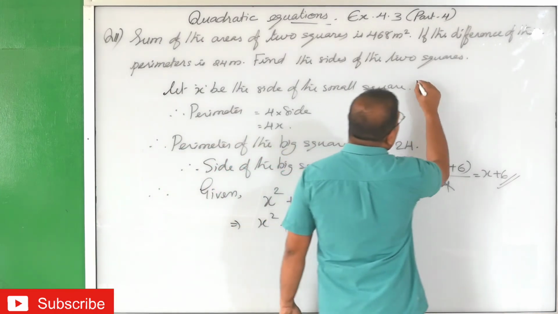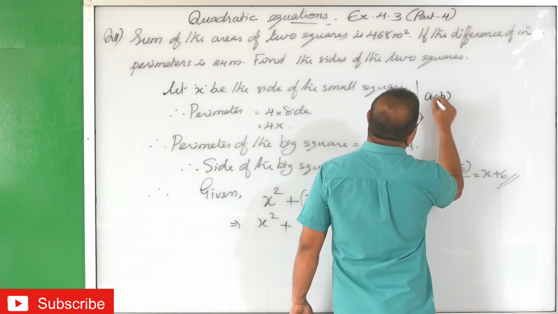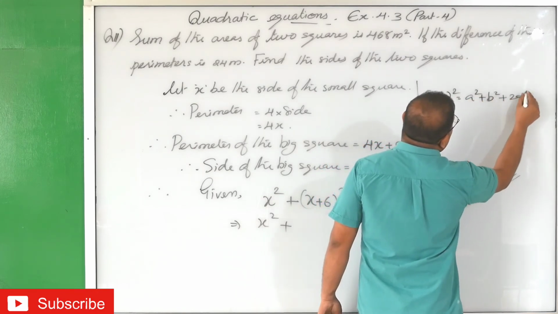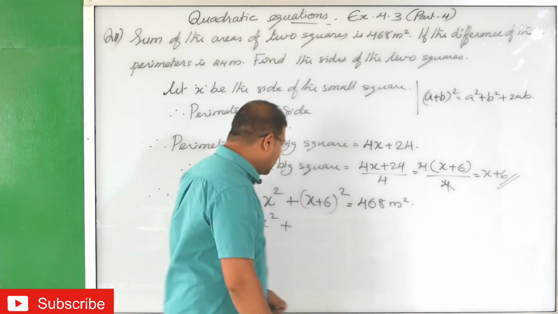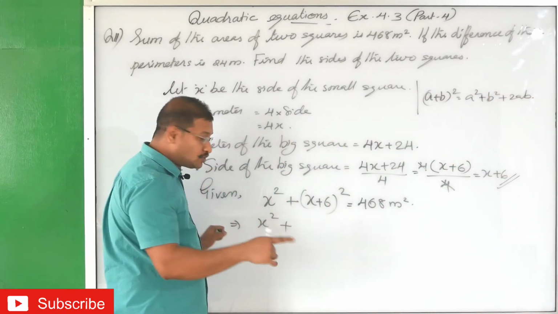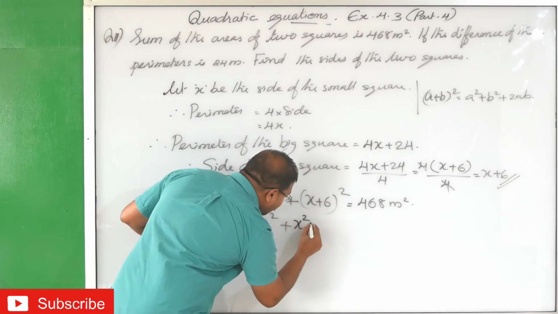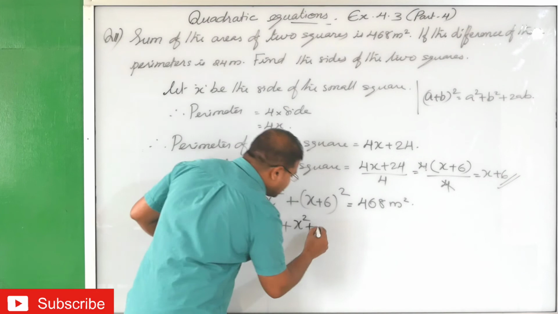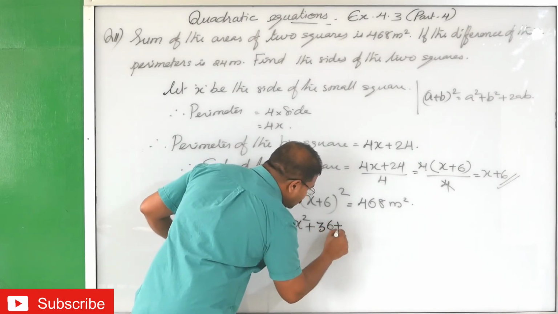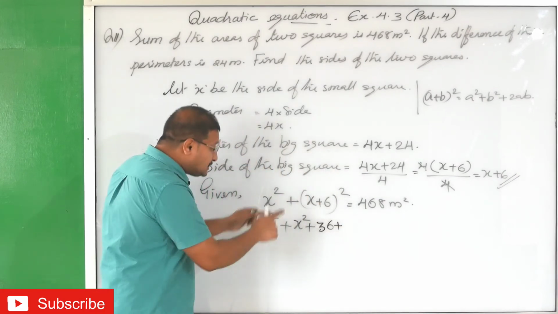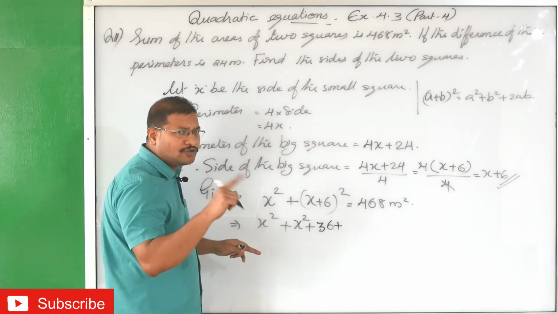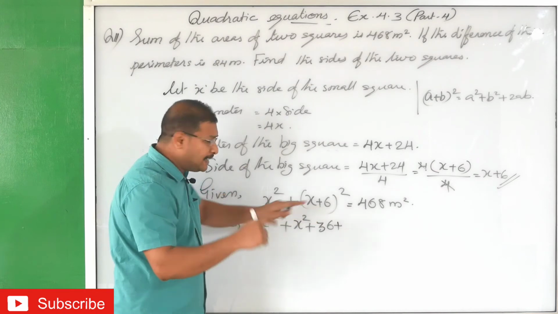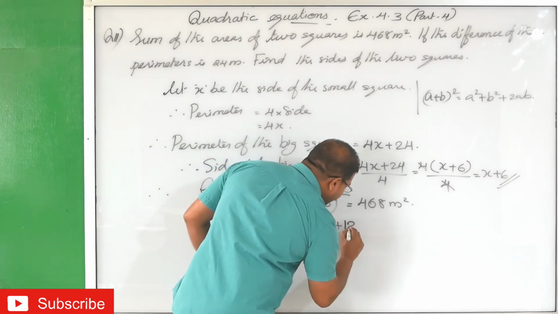(a plus b) the whole square means a square plus b square plus 2ab. Here what is the value of a? x. So a square means x square plus b square, 6 square. 6 square is 36. Plus 2ab, 2 into x into 6. So 2 sixes are 12, isn't it? That means 12 into x.